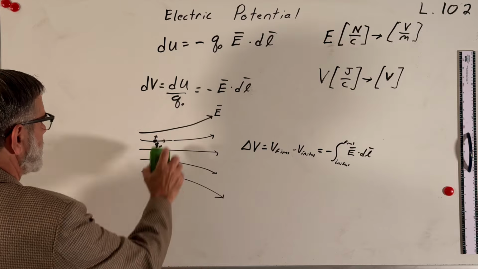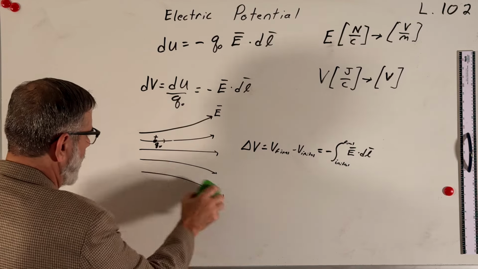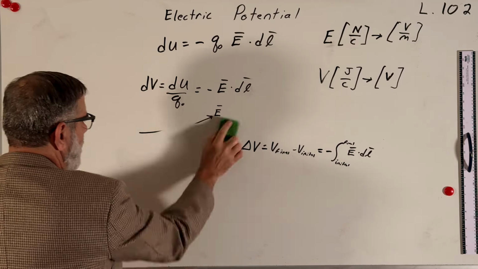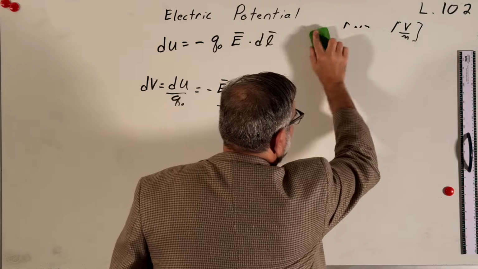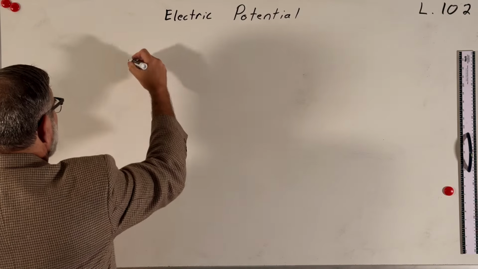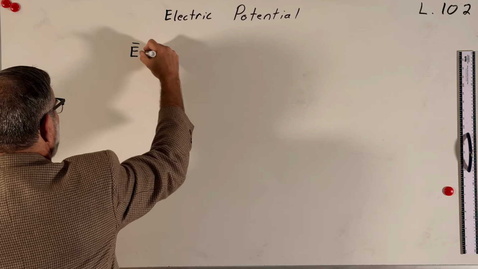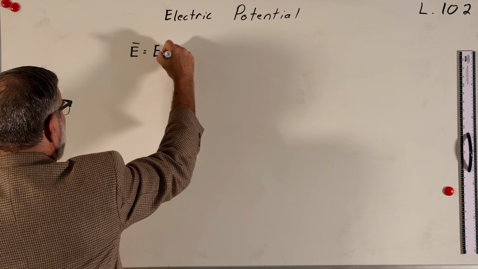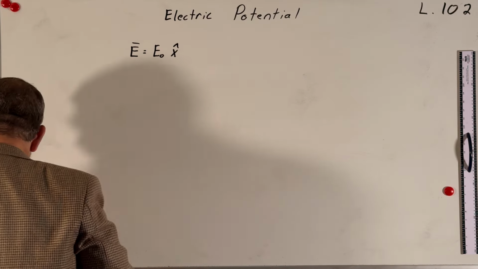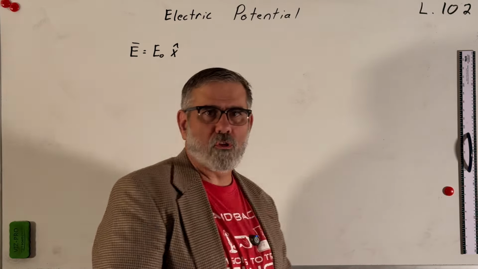I want to consider a slightly different electric field. This one obviously has some variation, as you can see. What if we made a really easy electric field, though? Let's let the electric field be equal to some constant value in the x direction only. Okay, so it's a uniform electric field.